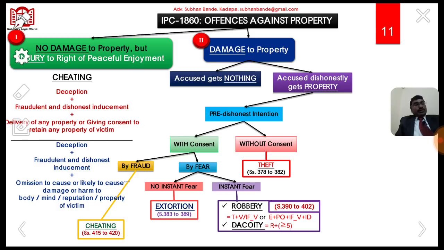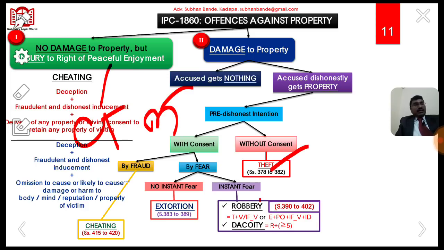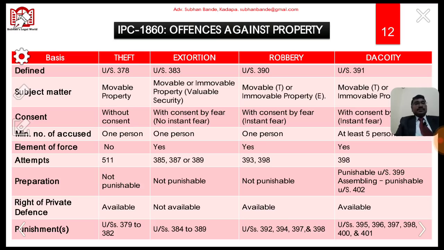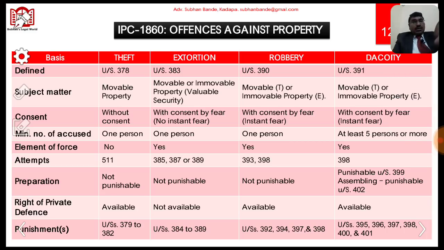Next, friends, up to now we discussed criminal trespass, mischief, and so on. Up to now we discussed 7 kinds of offences against property. Let us discuss the next one. Before going to discuss the next one, let us see the differences among theft, extortion, robbery and dacoity.